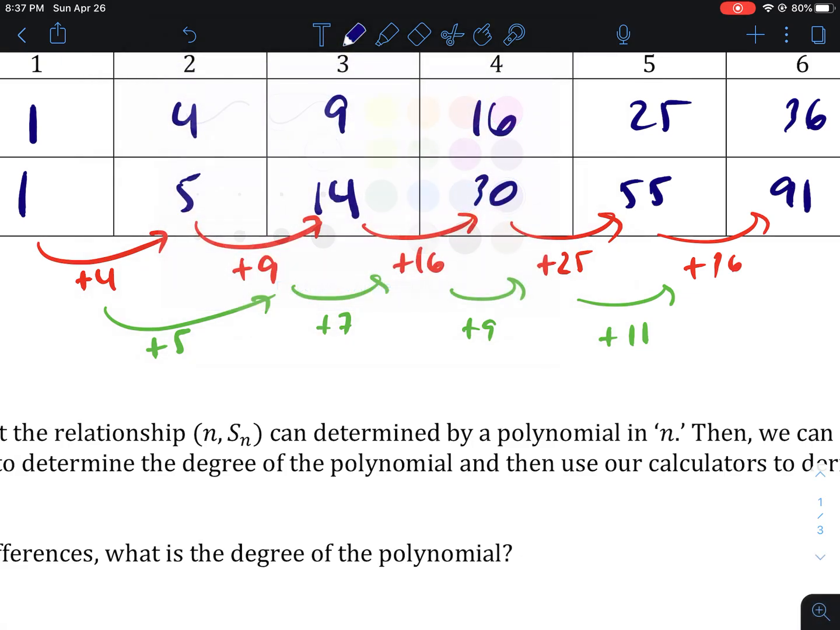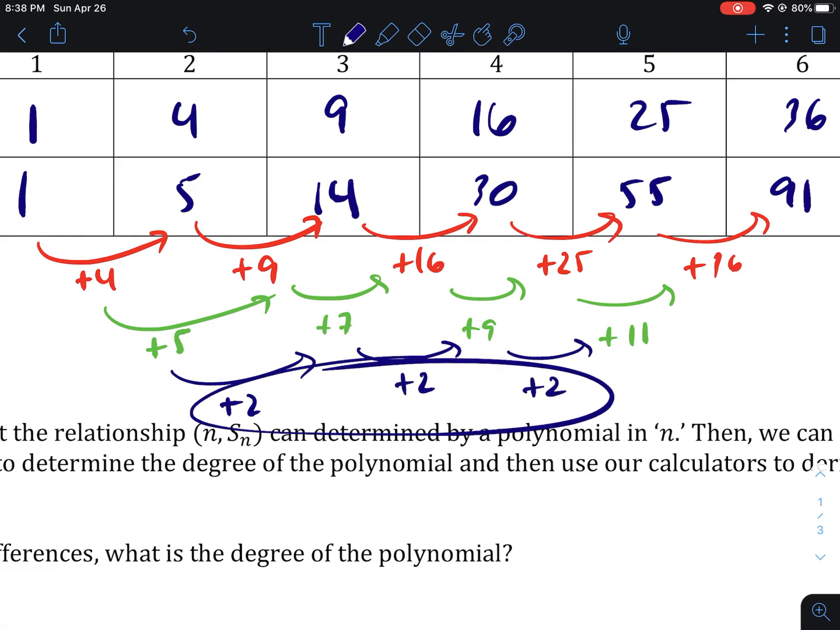But by the time you get down to this third row, plus 2 from 5 to 7, plus 2 from 7 to 9, plus 2. At this point, the differences are common. What you saw last year, I think, is you only made it as far as quadratics. In that case, they had a common second difference. This is actually, if you look at the rows, the third layer of differences is when it becomes common.